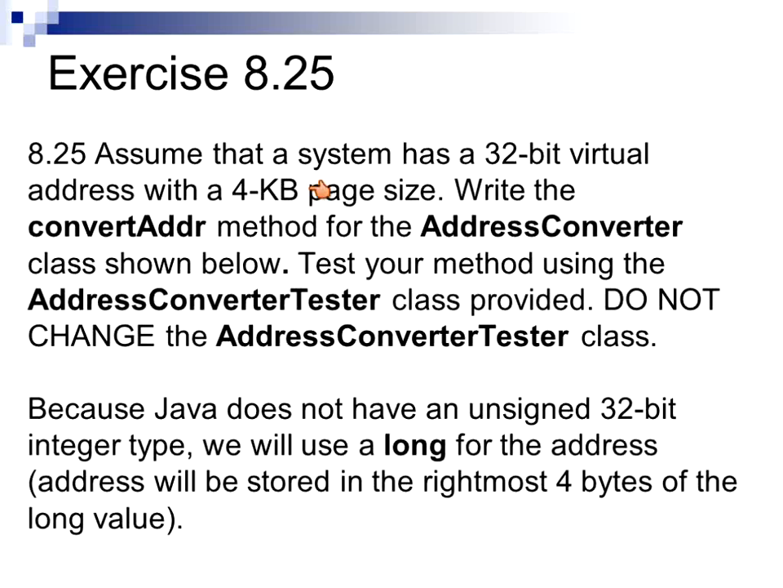Now your book said to use an unsigned 32-bit integer. Java doesn't have an unsigned 32-bit integer, so we are using a long, which is a 64-bit integer, and just know that the address is going to be stored in the rightmost 4 bytes.